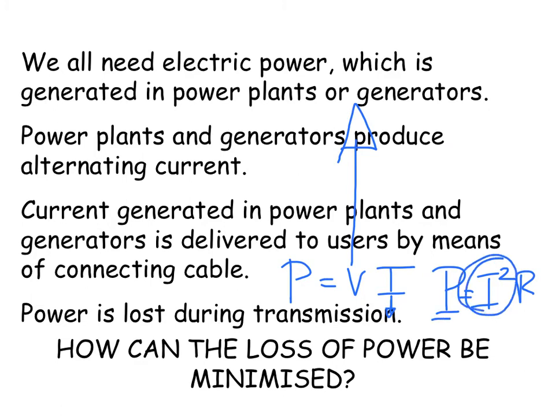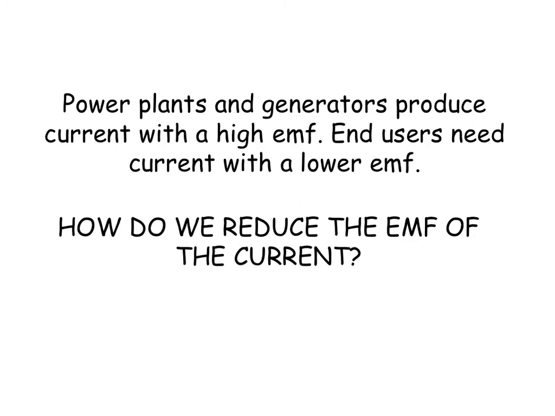Power plants and generators produce current with a very high EMF, and then you lower that EMF using a transformer. How do we reduce the EMF of the current? EMF, remember, is potential difference. That's your V, and therefore you use a transformer.